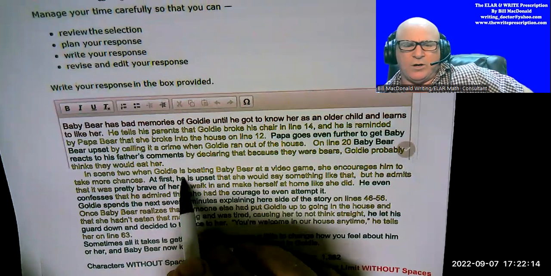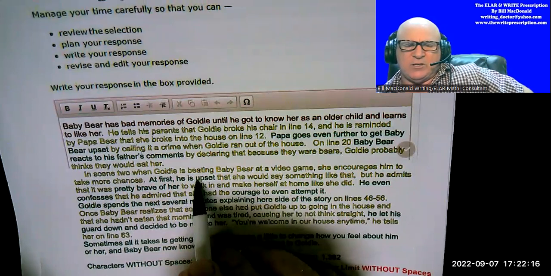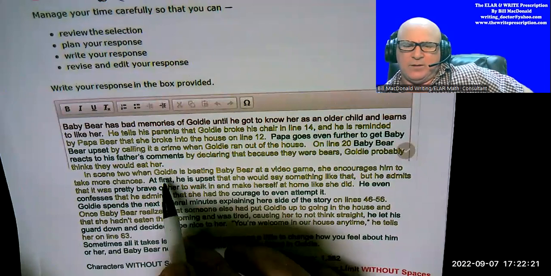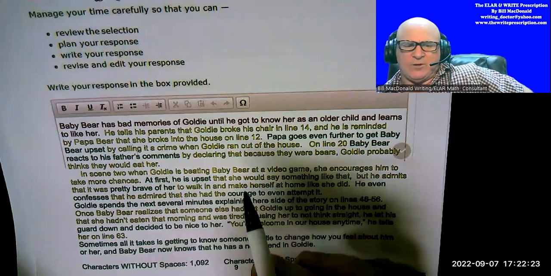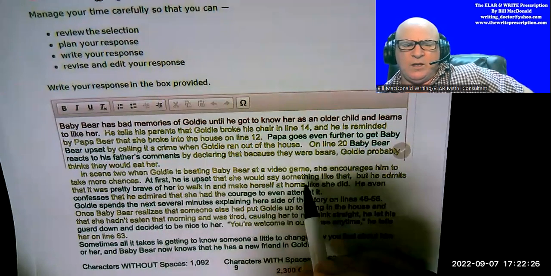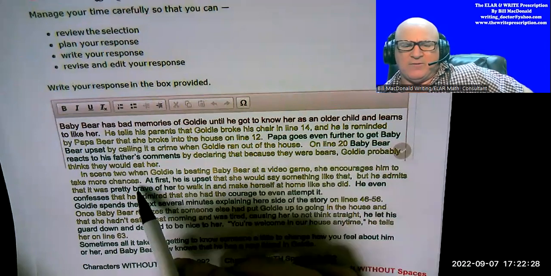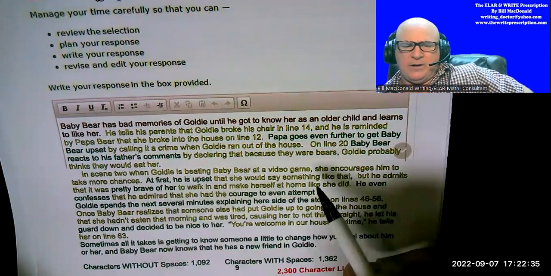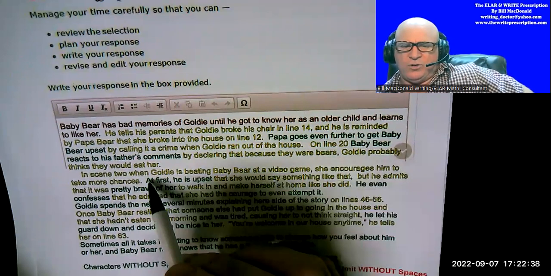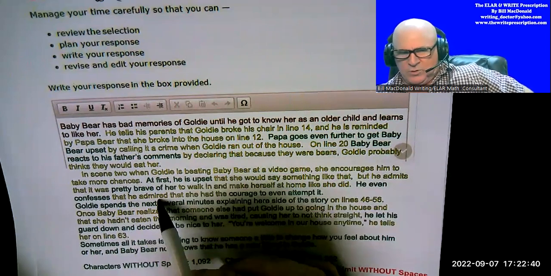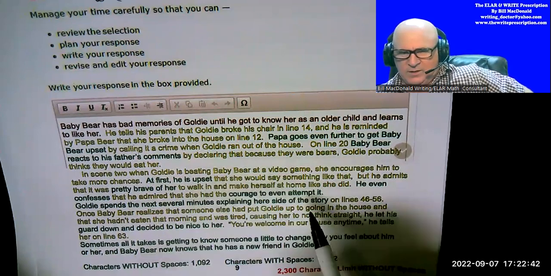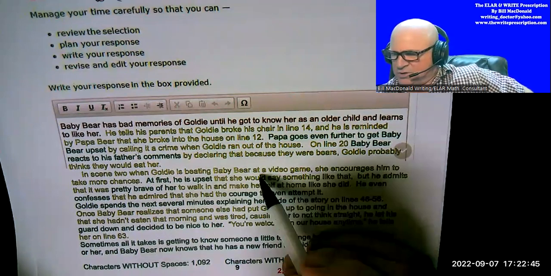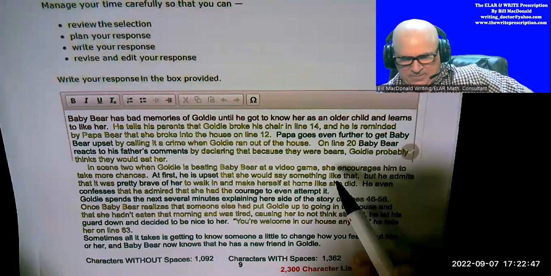Actions speak louder than words. So he was showing by things he was saying that he's upset, that she would say something like that. That was the evidence. But he admits that it was pretty brave of her. He used the words, it took a lot of guts to walk in and make herself at home like she did. He even confesses, my own words, that he admired that she had the courage to even attempt it. So these are a transition to positive emotions in the second scene.